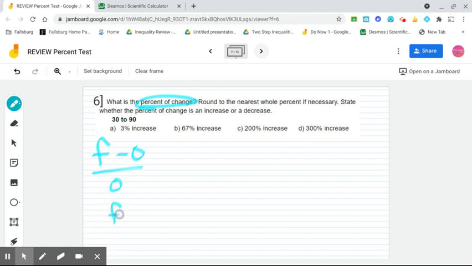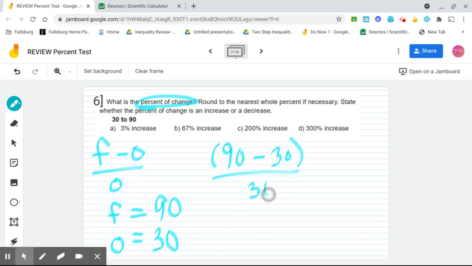Okay, so we have to identify what's the final, what's the original. Remember, final is where it ends. It ends at 90. Original is where it starts. It started at 30 because it started at 30 and it went to 90. So now we're just going to plug this in. Final is 90 minus original is 30, divided by 30.